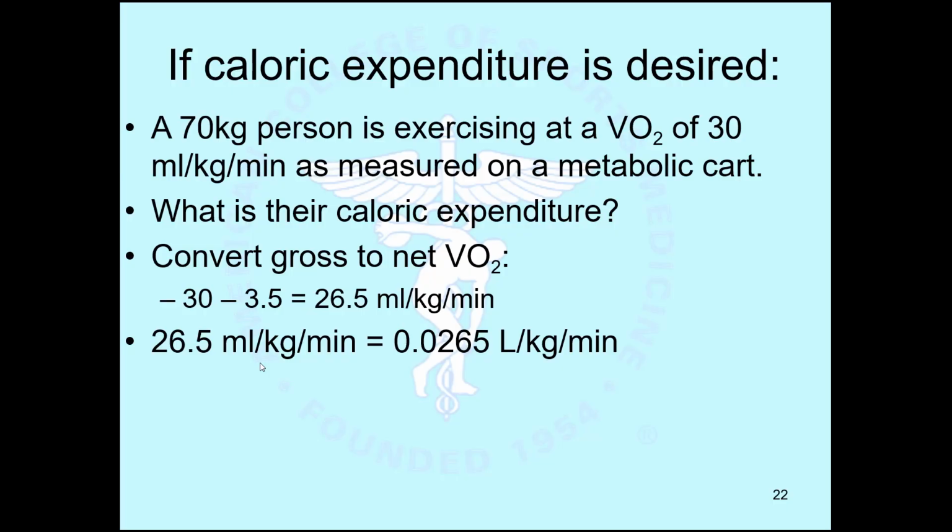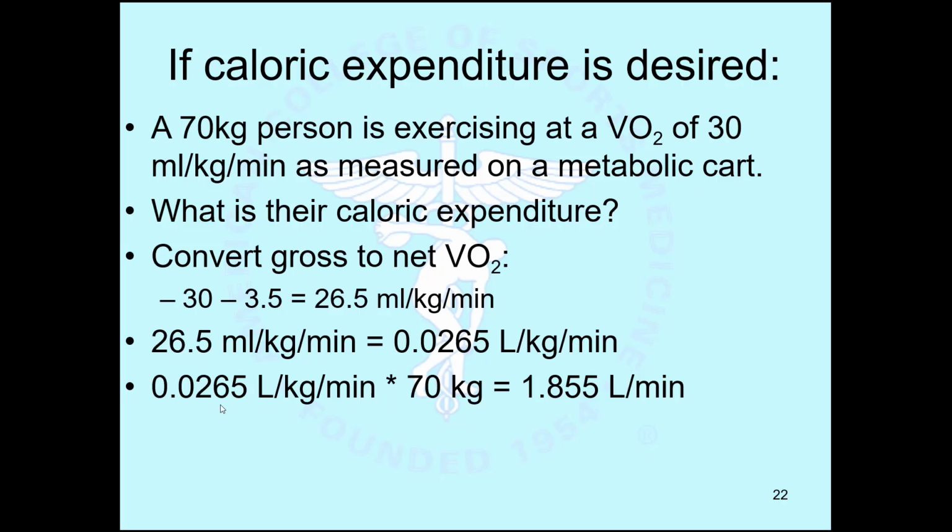And then before we can use that caloric equivalent of oxygen, we have to get it into absolute units of VO2. So this is relative units right now. So 26.5, we have to convert that to absolute units. Just like I did earlier, I always do the simple thing first. So we convert the milliliters to liters. So I get 0.0265 liters per kilogram per minute. And then we multiply by body weight. Take that 0.0265 times body weight. That gives us 1.855 liters per minute. This is our absolute VO2.